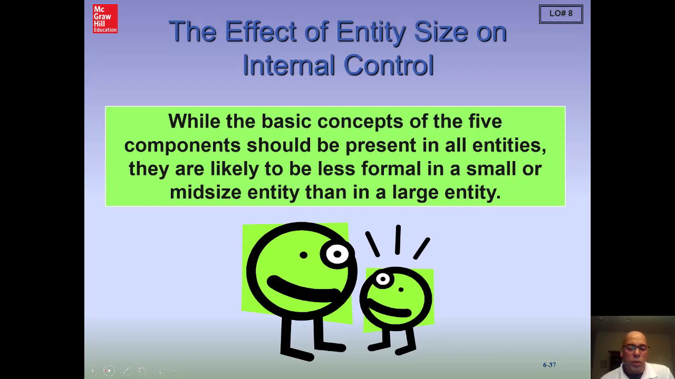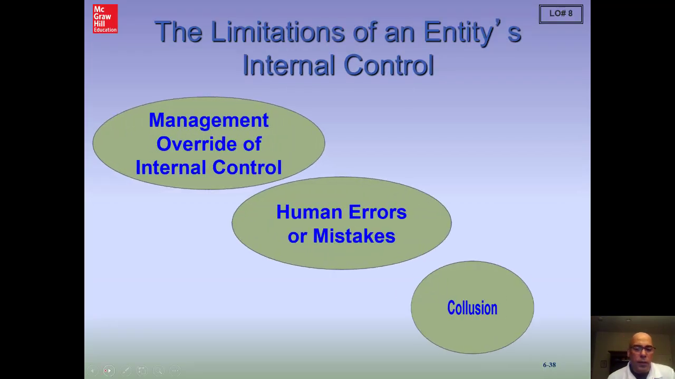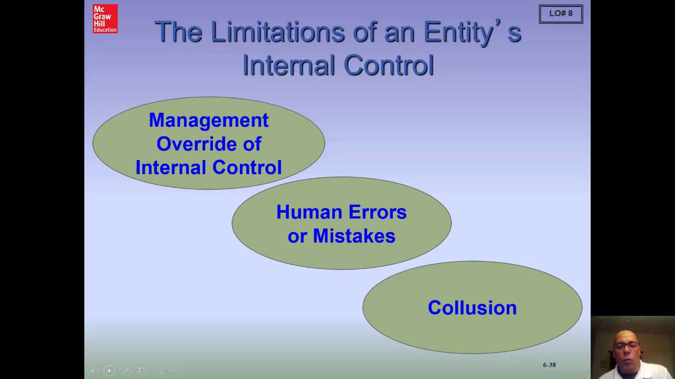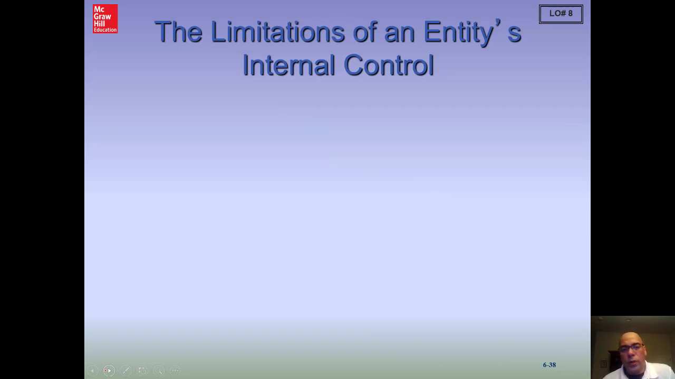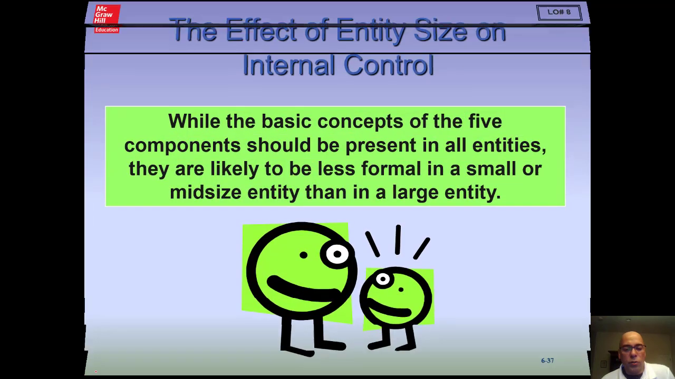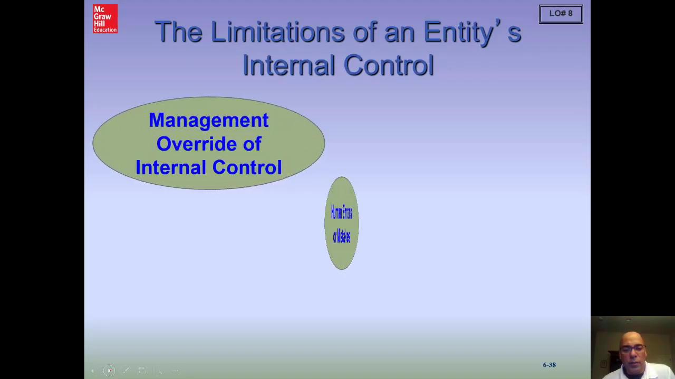Okay. Of course, there are always limitations of the internal control. Human management, management override. Obviously, a dominating management. Remember, that was a fraud consideration. Human errors or mistakes. Collusion. Two or more employees somehow circumventing the controls could be a weakness of the internal control. A limitation of the internal control.